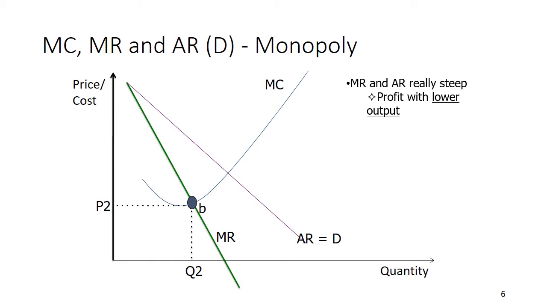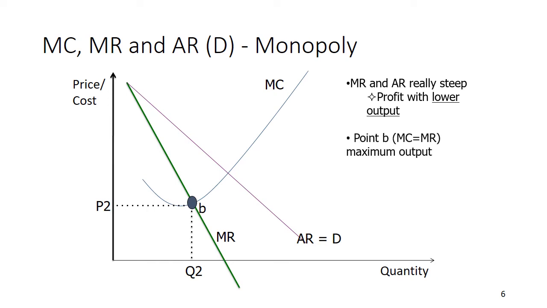MR and AR are really steep. When you are drawing this diagram, you have to make sure that your MR and AR curves, or demand curves, are really steep. And they are getting higher profit with lower output, because their MC is here. Finally they charge the price here, so they are taking this much profit. So profit with lower output.